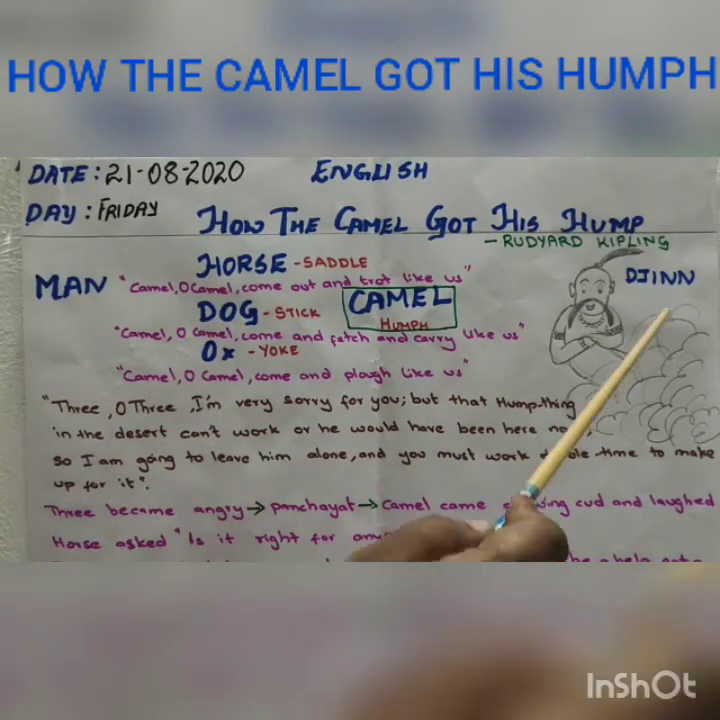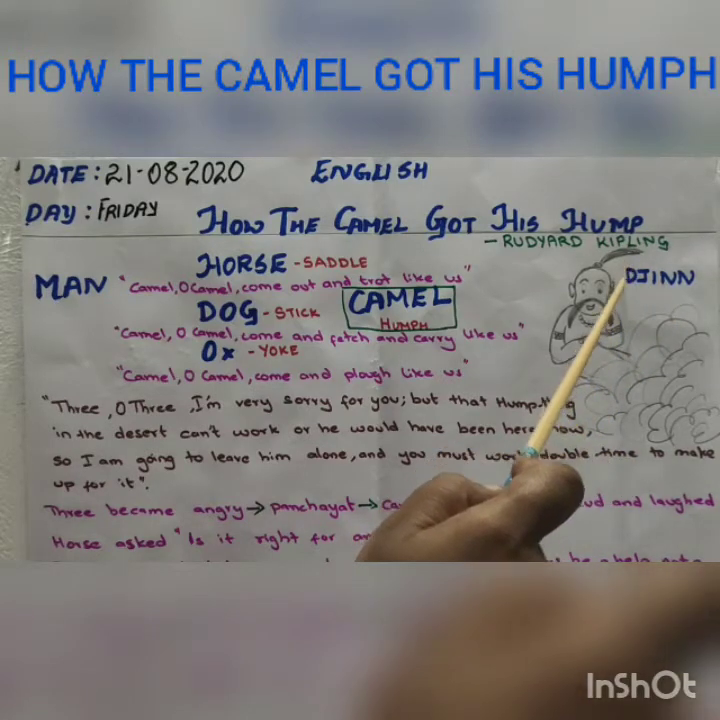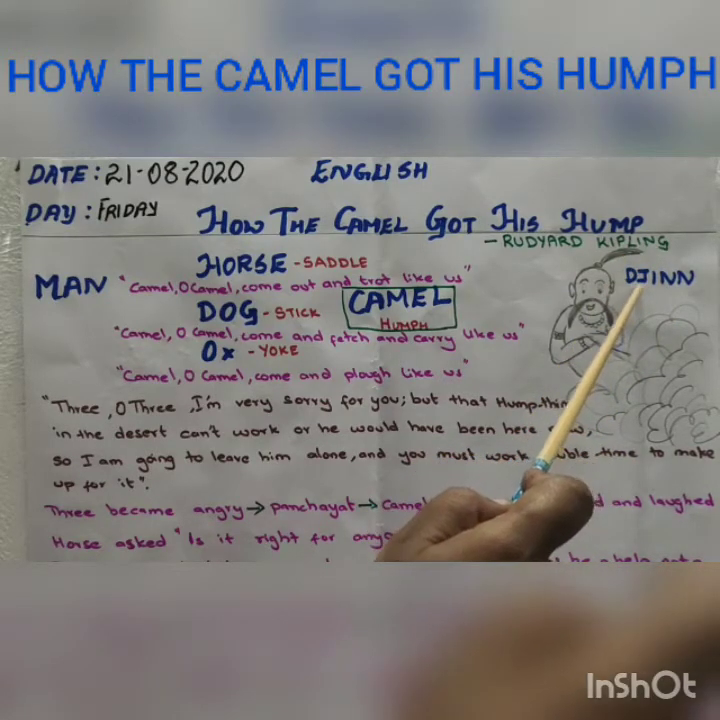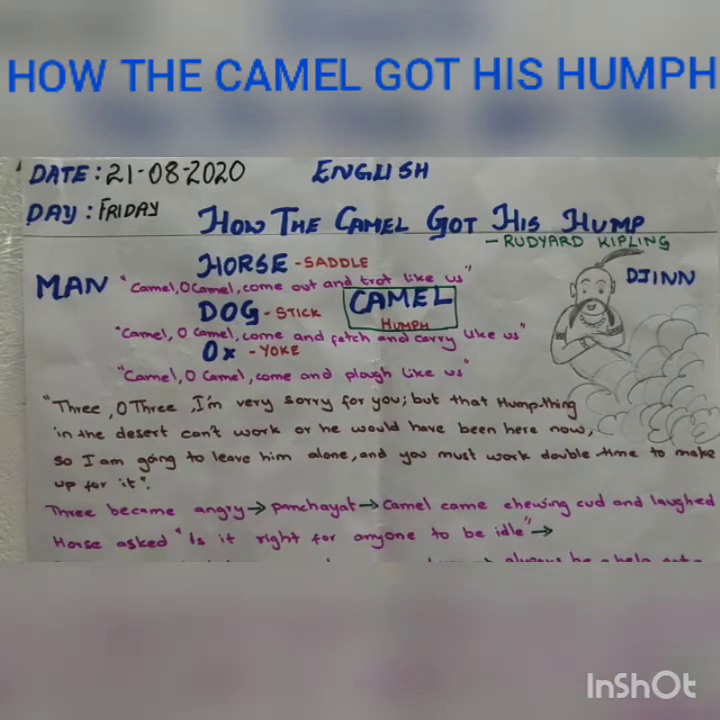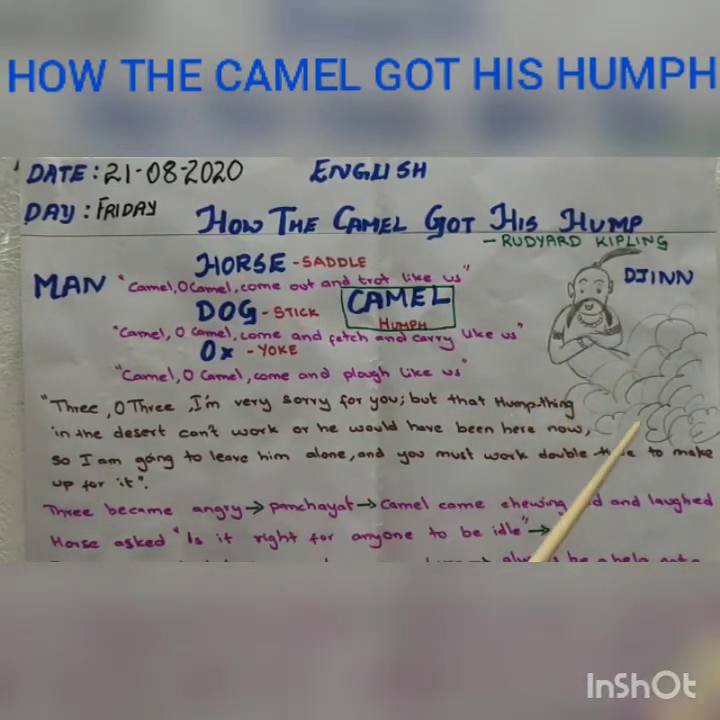So jinn, it's D-J-I-N-N, but the D is silent, so it is pronounced as jinn. Jinn is another word for a genie. Like you would have seen in Aladdin, where from the lamp the genie comes out. It's the same way this is a jinn. So jinn over here, he was the ruler of the desert.